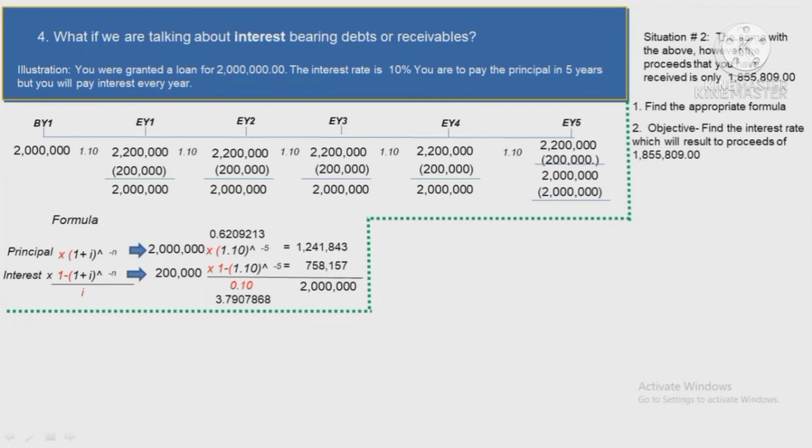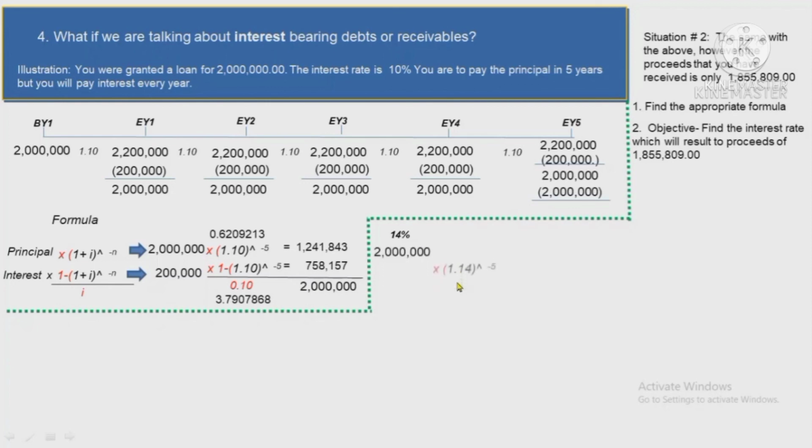Next is we will have the trial and error. To make this fast, let's use the 10% because luckily we have already computed and it resulted to 2 million. But in order to get a lower value, because we're trying to find the rate that will result to 1,855,809, we are going to use a much higher rate, say for example 14%. But before we do that, I'll say this again to remind you that the rate and the present value has an inverse relationship. So if you want to decrease the present value, then increase the rate, just like in this case. Now, let's substitute the 14% in the appropriate formulas.